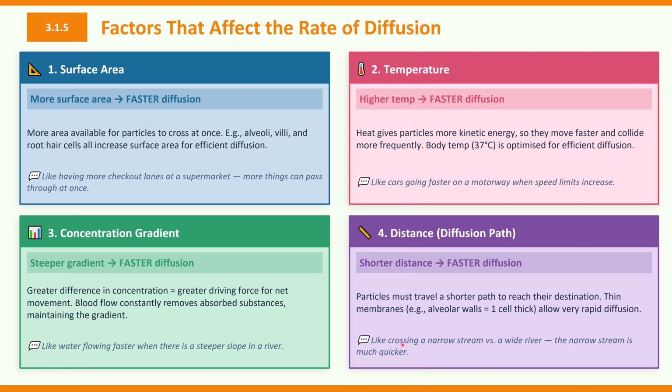So to recap, to get the fastest diffusion possible, we want a large surface area, high temperature, a steep concentration gradient, and a very short distance to travel.